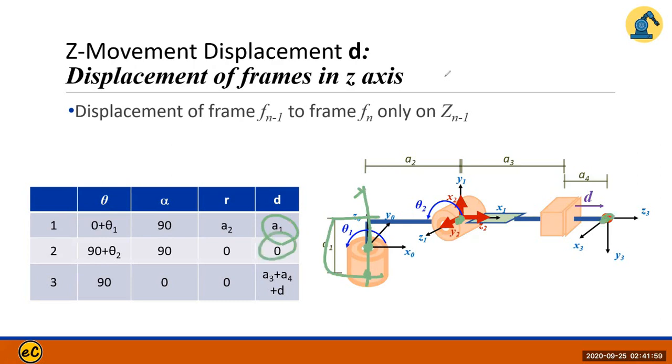Third one, the z direction is here, and the original is over here, and it's in the direction of the d. Let me see, it should actually be z2. z2 is over here. d2 is over here, so basically you need to have a3 plus a4 plus extension d.